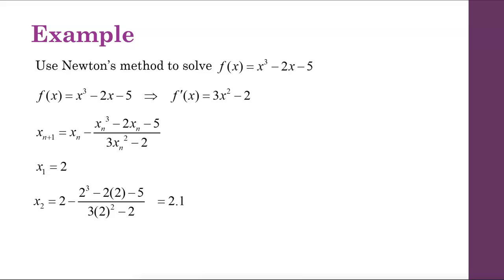So as we discussed, this sequence needs to appear to be converging for us to have a solution. So we'll go ahead and find our x sub 3 by using 2.1, plugging it into our x sub n plus 1 formula. So we get x sub 3 is 2.1 minus 2.1 cubed minus 2 times 2.1 minus 5 divided by 3 times 2.1 squared minus 2. And that gives me 2.0946.